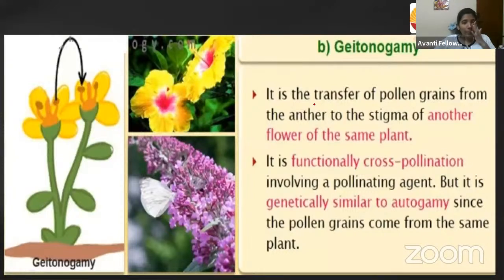In autogamy, what happens? The pollination takes place between the anther and stigma of the same flower, so there is no genetic variation. Here in geitonogamy also, the pollination is taking place between two flowers of the same plant. That is why there is no genetic variation at all. Geitonogamy is genetically similar to autogamy since the pollen grains come from the same plant. Understand?